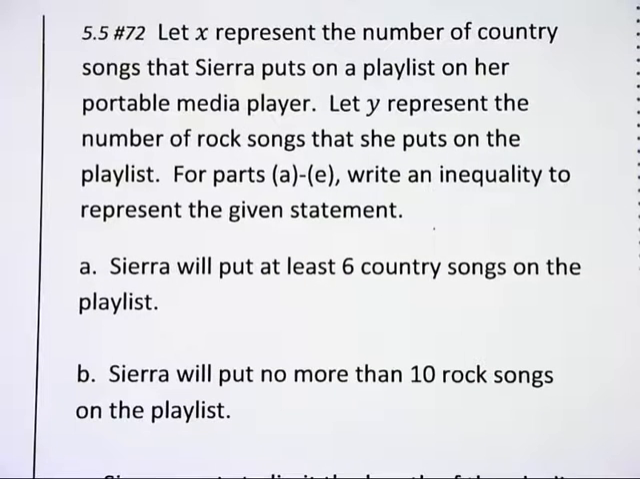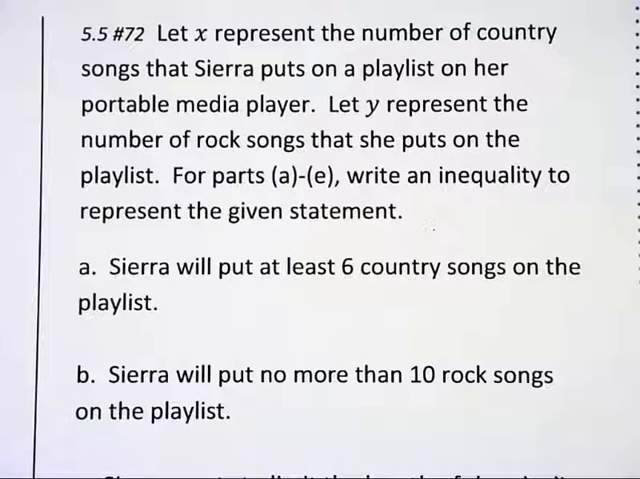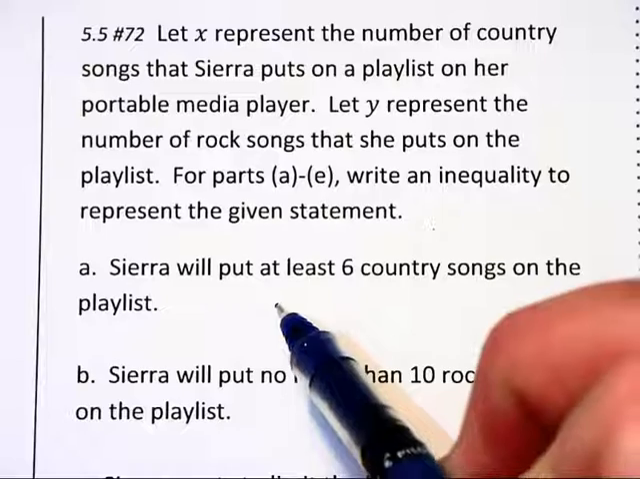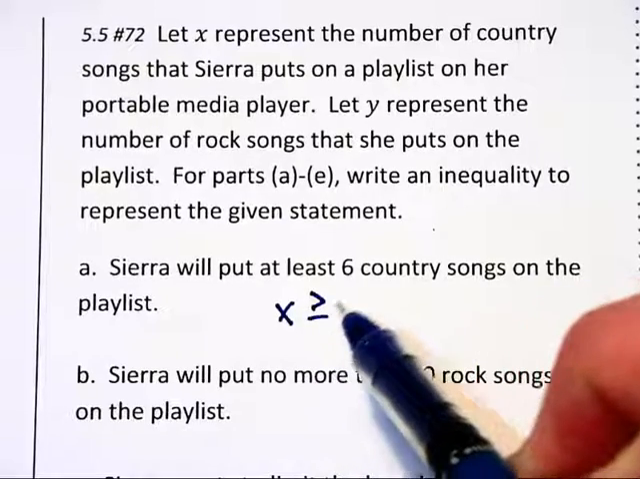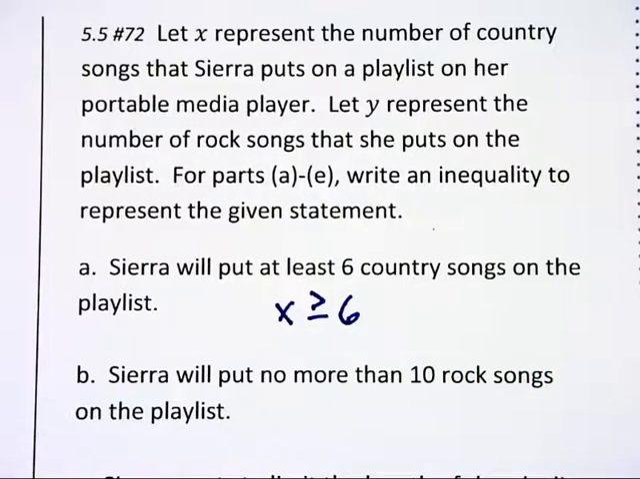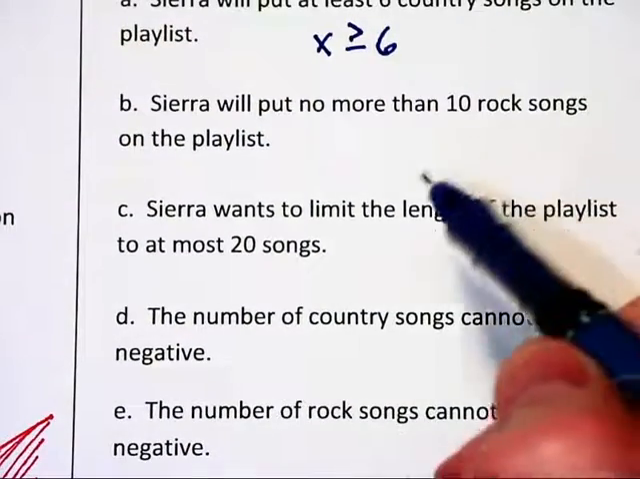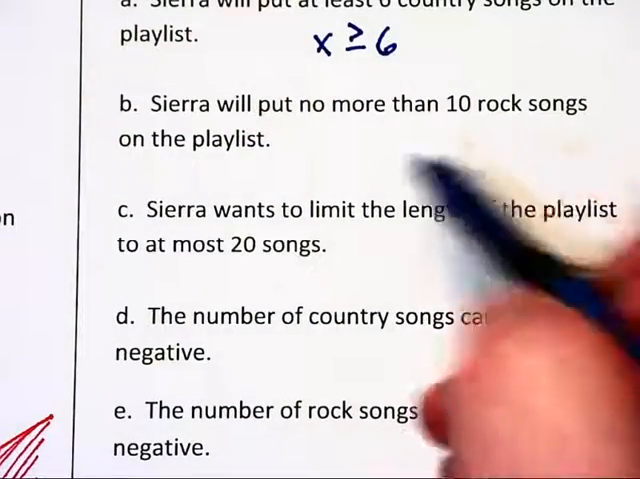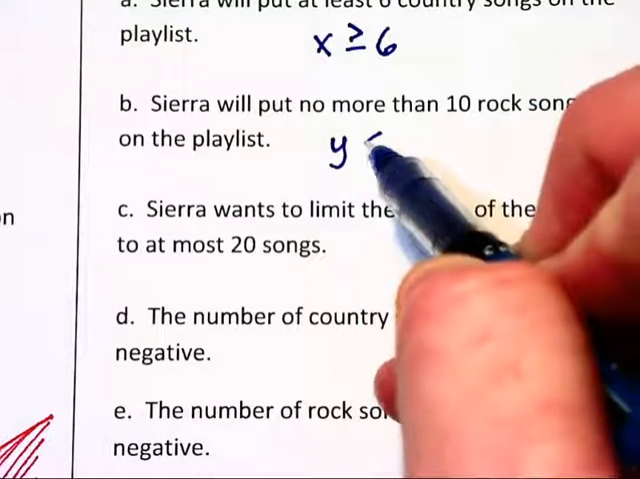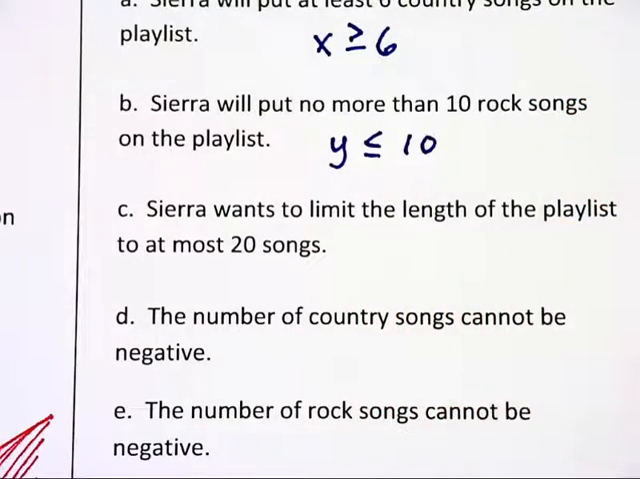Okay, we have a word problem which will let you read if you want to pause it really quickly. Sierra will put at least 6 country songs on the playlist. That means country, which is x, must be greater than or equal to 6. Continuing on here. Part B. Sierra will put no more than 10. That means y will be less than or equal to 10.